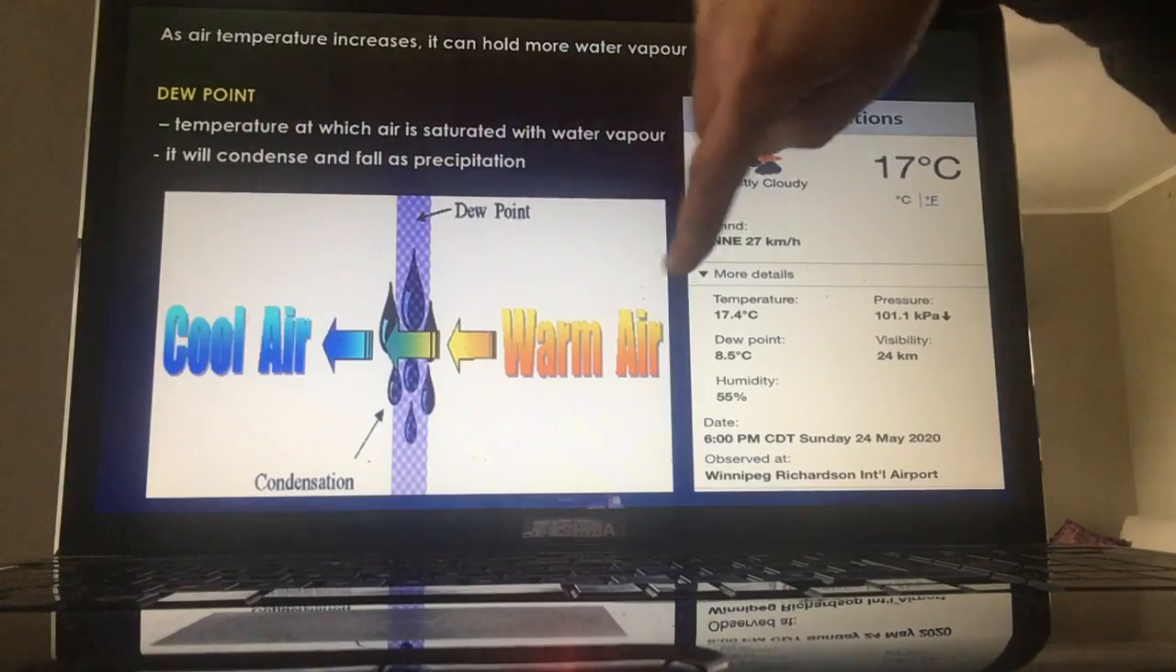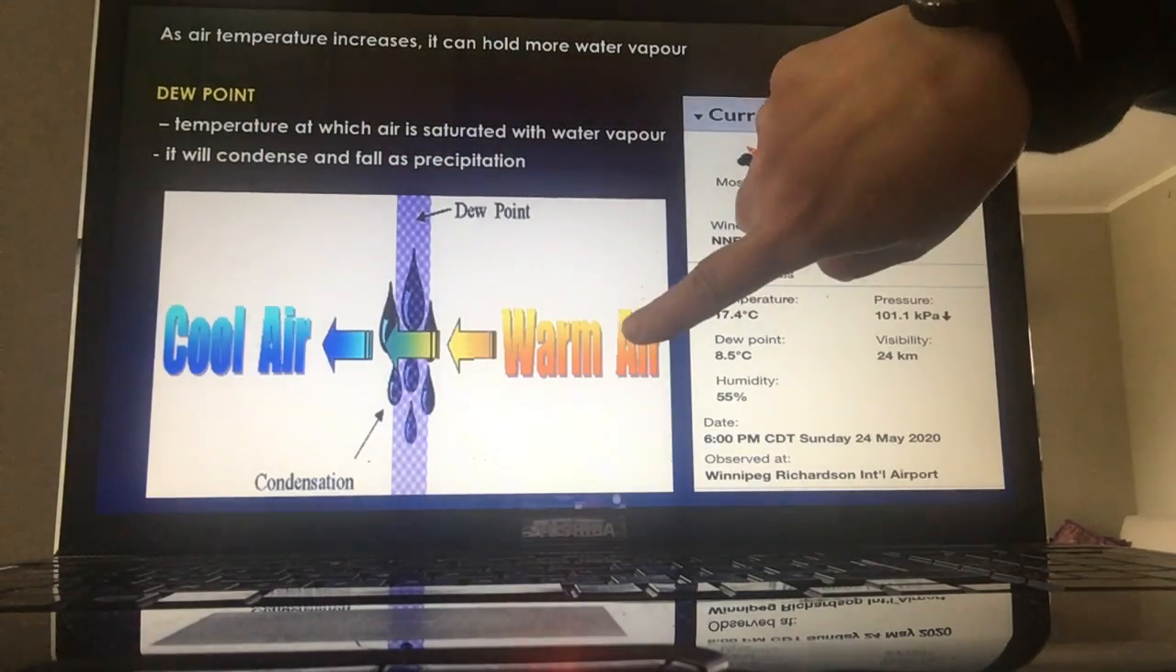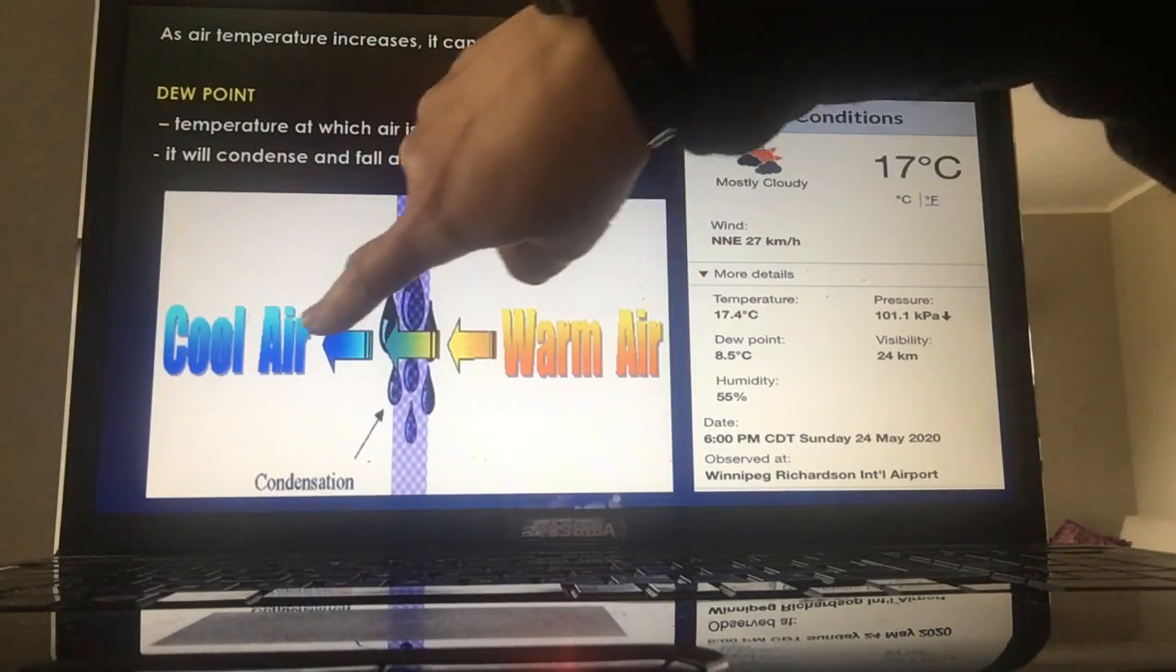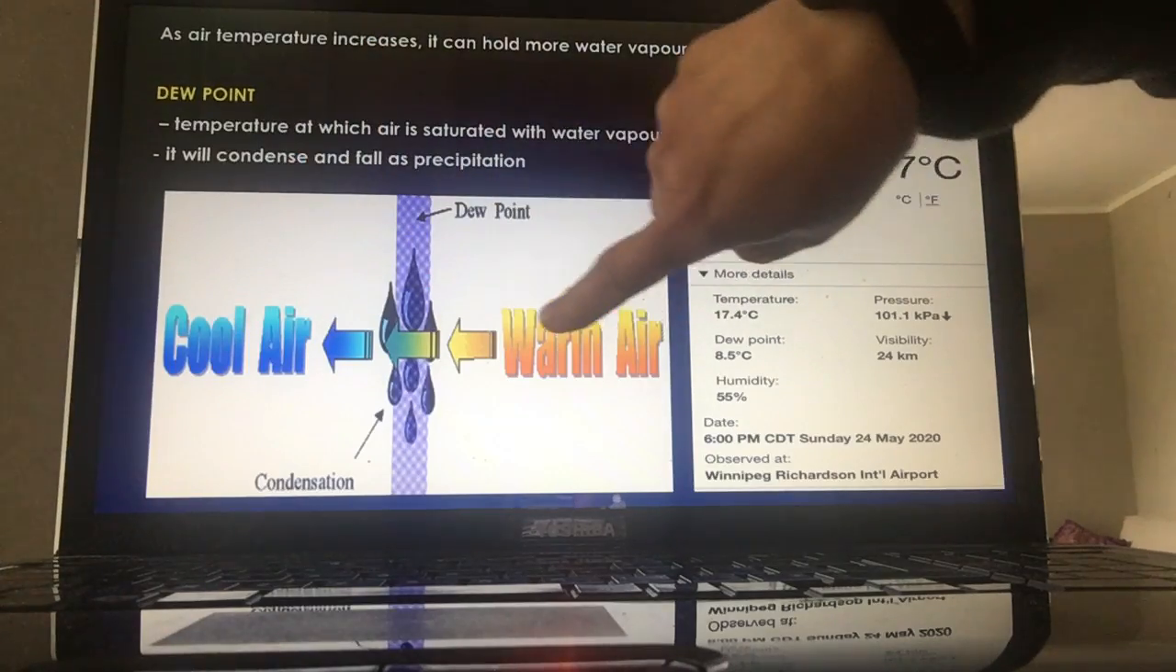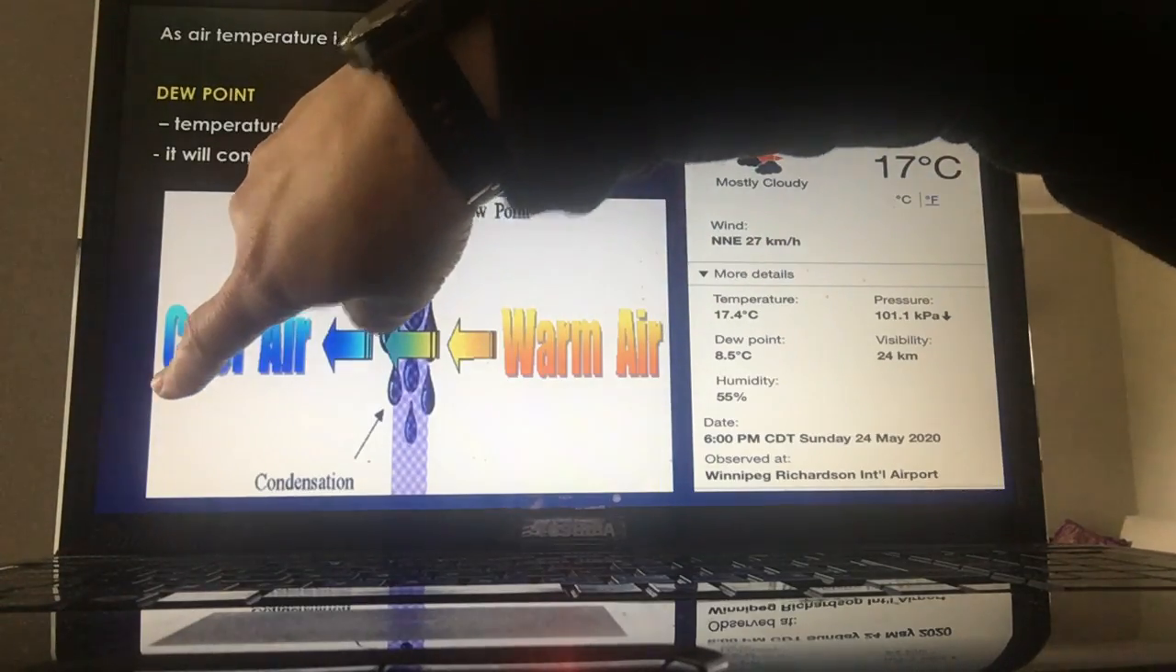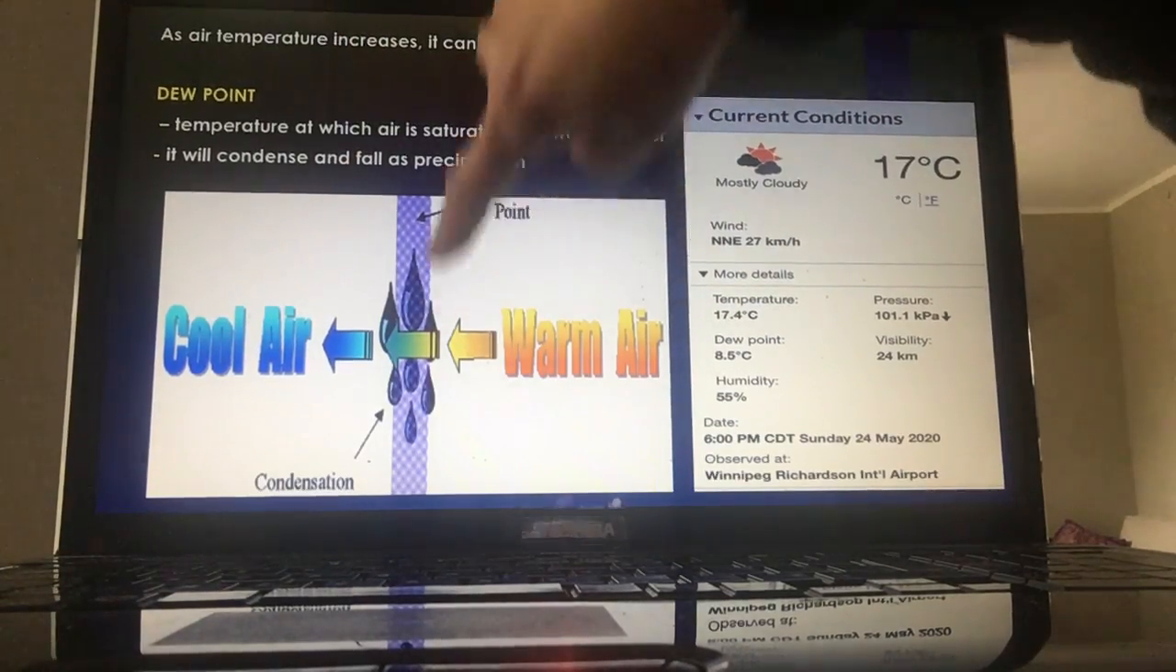I like this diagram. I think it's a good visual. So the warm air is saturated, and then as it cools, it eventually will condense, and that's when the water vapor changes into condensation, which is rain, and that transition would happen at the dew point.